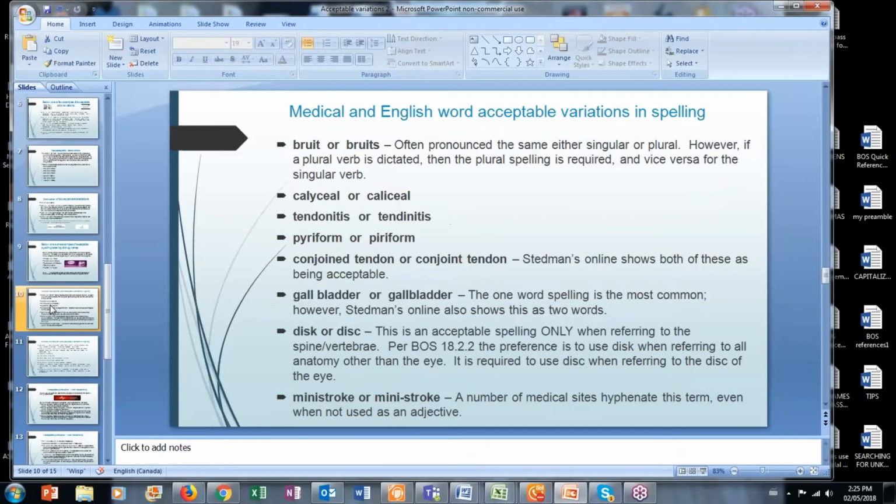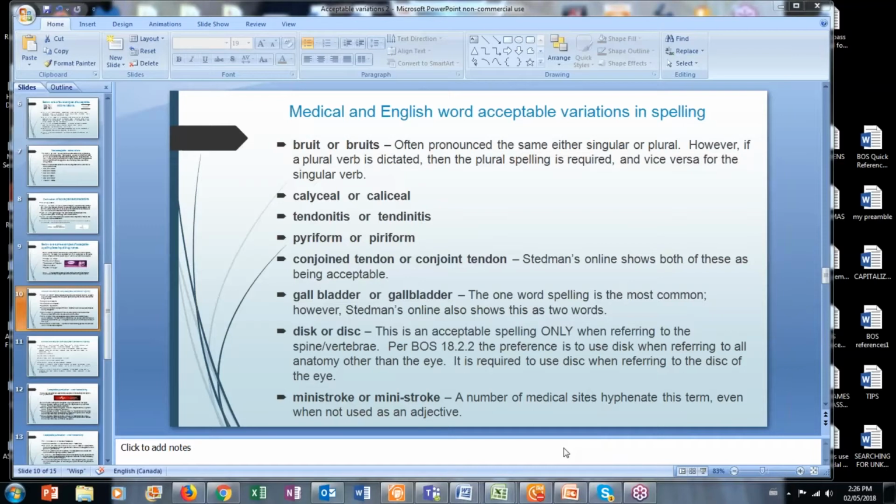So we'll move on to the next slide. And this one's about medical and English word acceptable variations in spelling. So let's see here. This thing is in my way. I gotta shrink it up or something. Okay, so bruit or bruits.